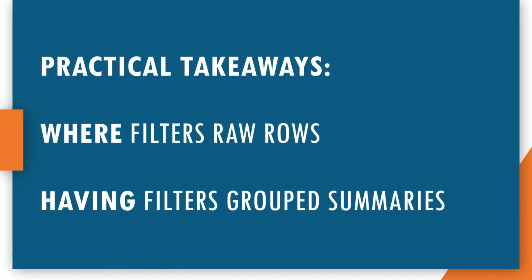Practical takeaways. Use where for filtering raw data. Use having for filtering summaries. Focus on what exists at each step. Rows first, then groups. This mindset cuts trial and error and makes your database queries more logical and reliable.